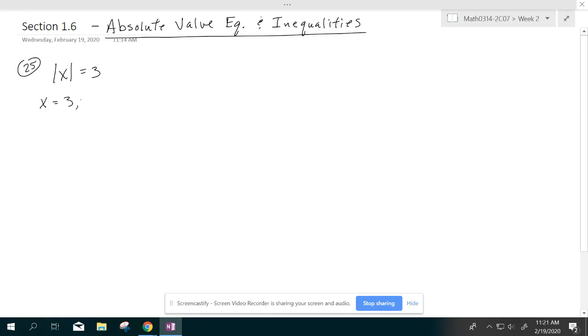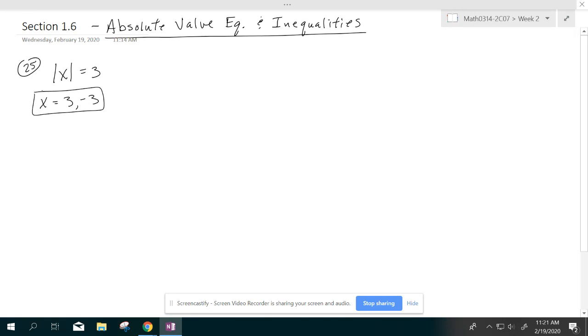-3. And -3. So this equation has 2 solutions, because when you take the absolute value of +3, it's already positive, it comes out positive, okay? But when you take the absolute value of -3, the absolute value makes it positive, and it also comes out to be 3. Do y'all see that?